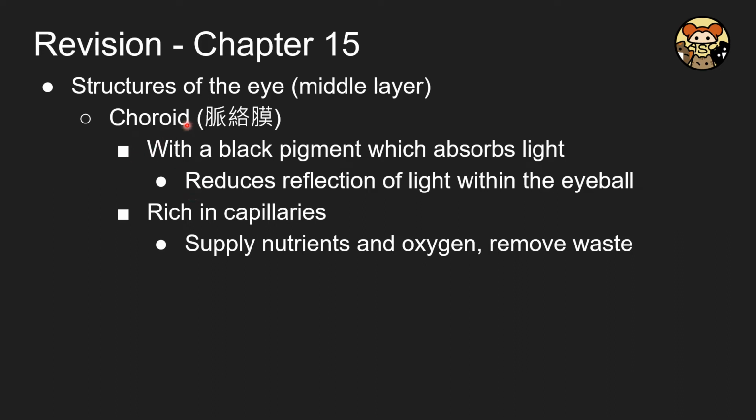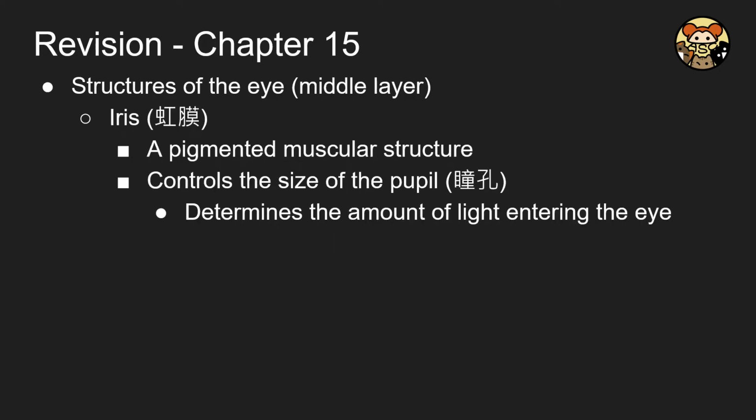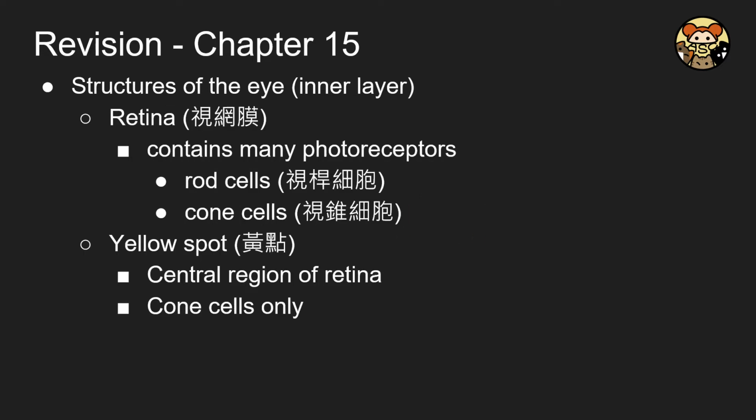And there is also the choroid, which contains black pigment to reduce the reflection. Remember, this is spelled F-L-O, not F-R-O. Very important, the spelling, because for the one with the L-O, it means that the light is bouncing back, so you reduce the chance of light bouncing back and forth inside your eyeball. And then there is the iris. The iris controls the size of the pupil to determine the amount of light entering the eye.